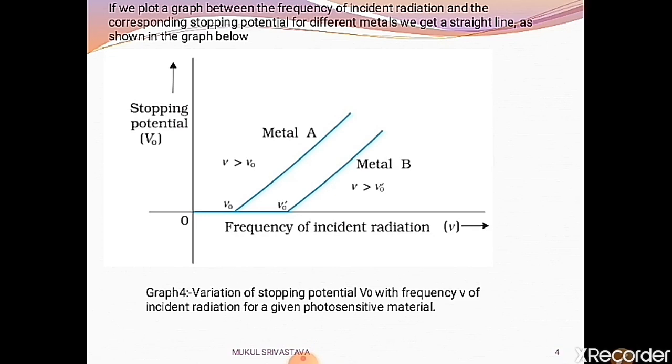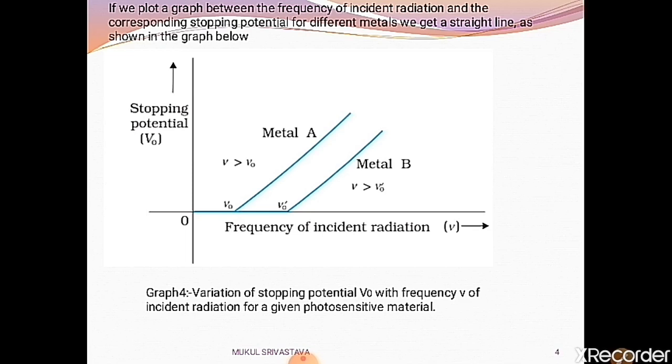In this figure, this represents nu naught, the cutoff frequency of this metal A, and nu is the general value here. If nu, the general value of the incident radiation, is greater than the cutoff frequency nu naught, then photoelectron emission is possible, but below that no photoemission of electrons is possible.